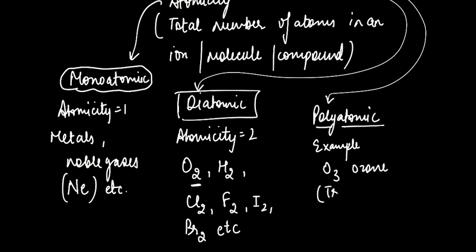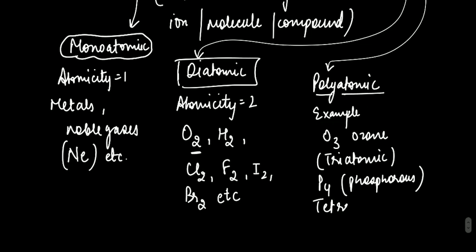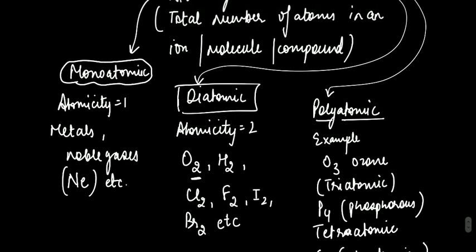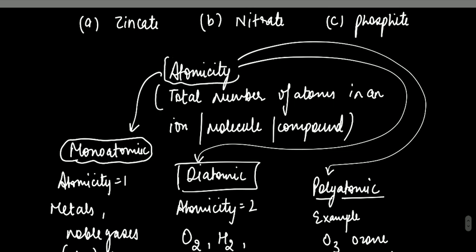This is triatomic, so its atomicity is 3. We can write P4, this is the phosphorus molecule. This is tetraatomic. Then we can write S8, this is the sulfur molecule. 8 sulfur atoms are chemically bonded to form one molecule. This is octatomic. So these are multiple examples. Now if we have understood this atomicity pretty well, we can go to this question.